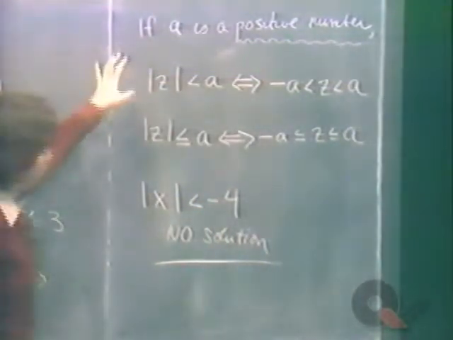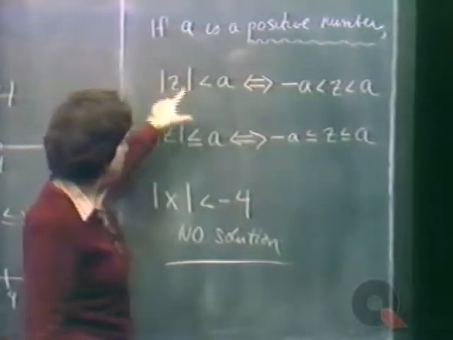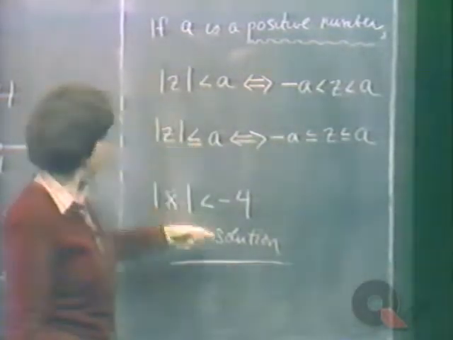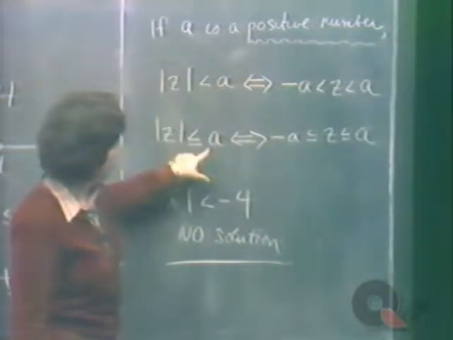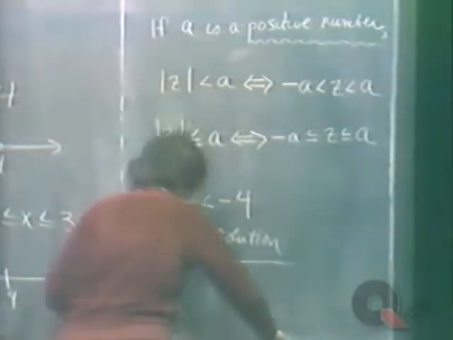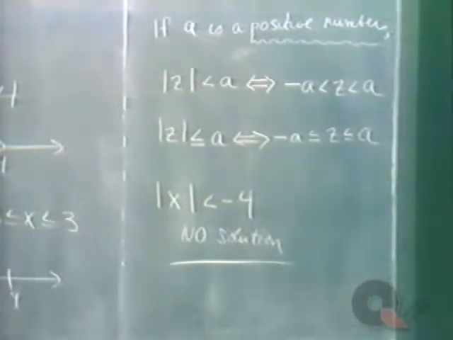Okay, so we're talking now about less than inequalities. Absolute value less than inequalities. Okay? Less than or equal. And this is based on a positive right-hand side here, and if it's a negative, there is no solution. Let's try some more complicated absolute value inequalities.